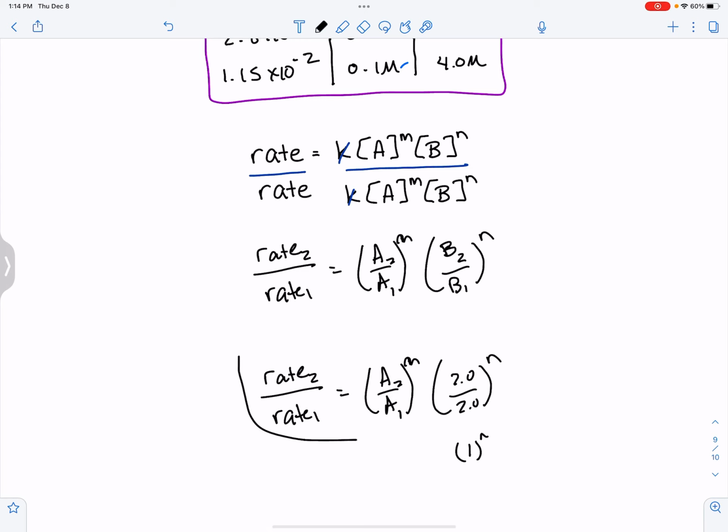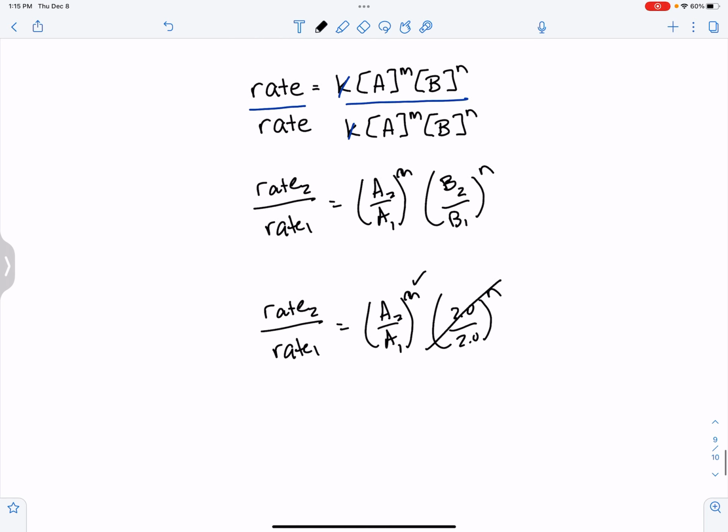So it's like multiplying this whole bit times 1, which is why we need to pick these experiments, because we want to get rid of one of these 2 variables. I have one equation right here, and I have 2 variables, and I don't want that. We need just one thing to change, just like the doctor would do. So this is great. This means that this term is going to go away, and that leaves us with what we really wanted anyways, which was rate 2 over rate 1 equals A2 over A1 to the M.